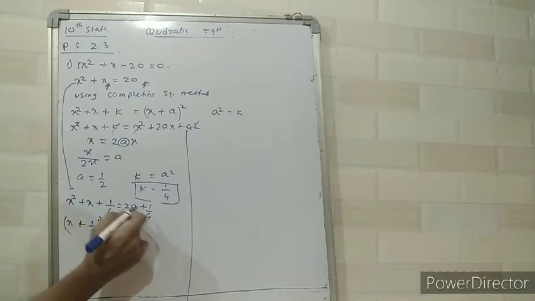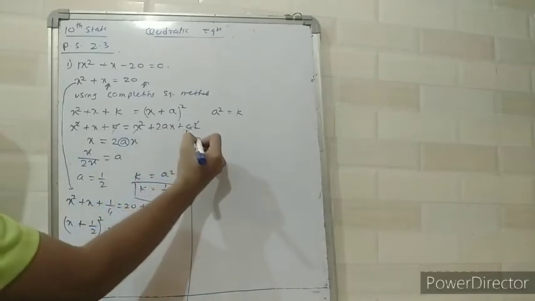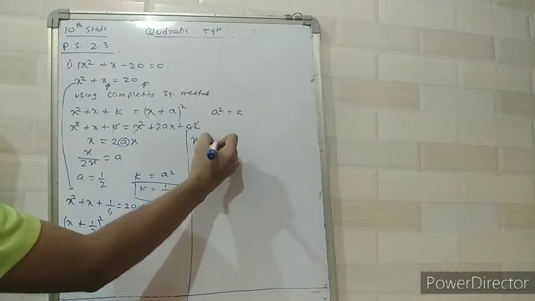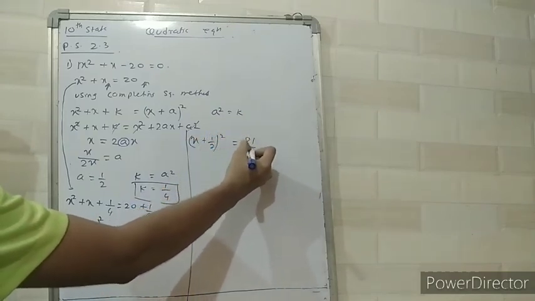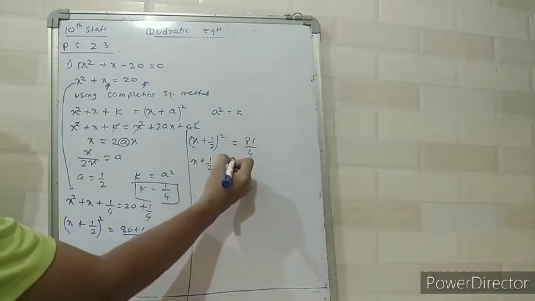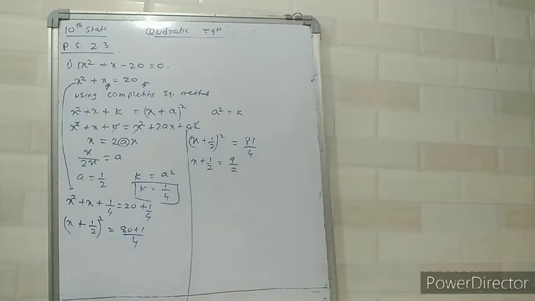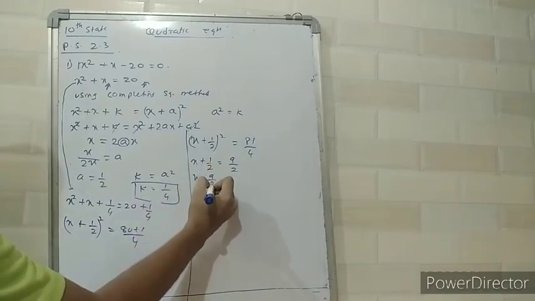And I will cross multiply it. We have 20 into 4, 80 plus 1 upon 4. So we have x plus 1 upon 2 the whole square is equal to 81 upon 4. Taking square root, x plus 1 upon 2 is equal to 9 upon 2. Okay, so x is equal to 9 upon 2.